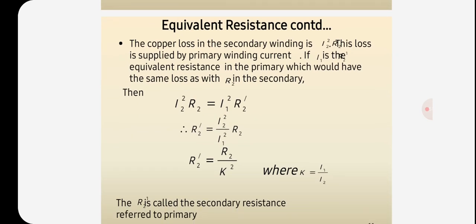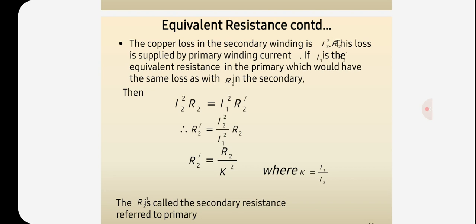So here it is referred to the primary side and it is referred to the secondary side. When the secondary resistance R2 is transferred to the primary side, it is divided by K square, and it is known as the equivalent secondary resistance referred to primary, denoted by R2 dash. So R2 dash is equal to R2 by K square.